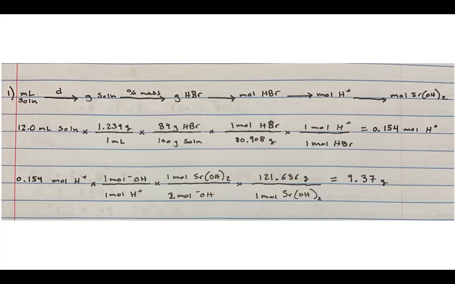So if we know we have 0.154 moles of H plus, we know next that for every mole of H plus, we're going to have 1 mole of OH minus. Now, if you're asking yourself, where does this conversion factor come from? How do I know this?